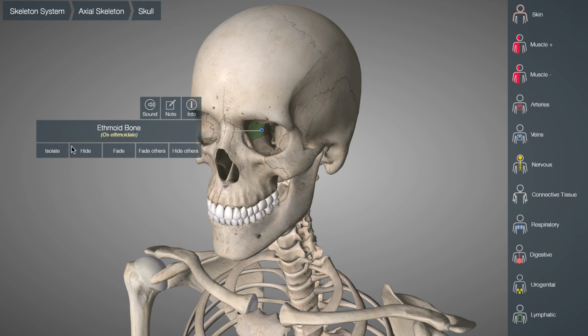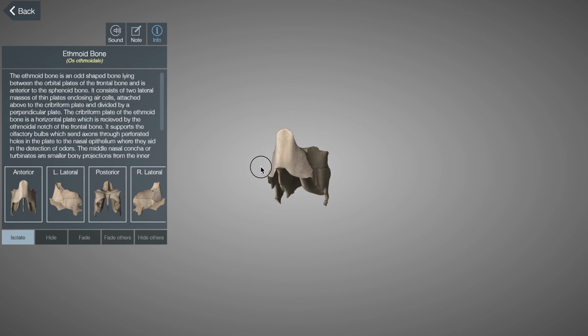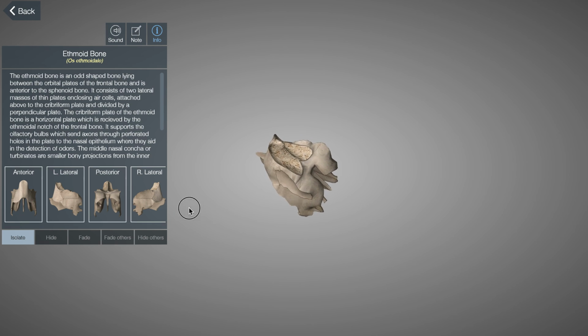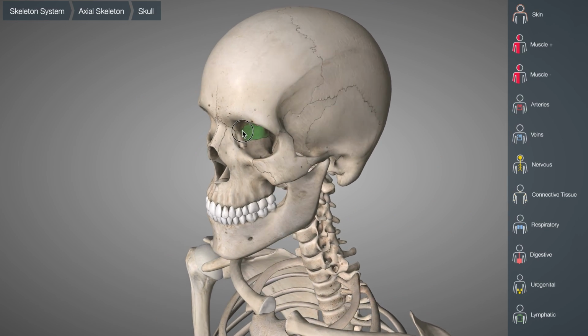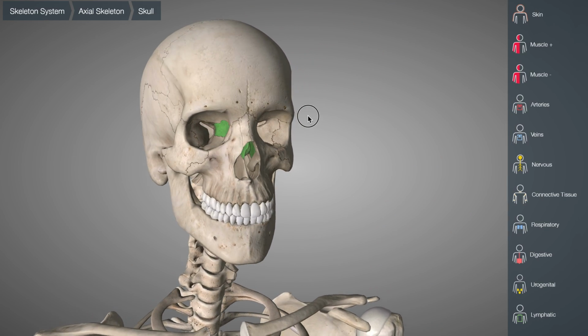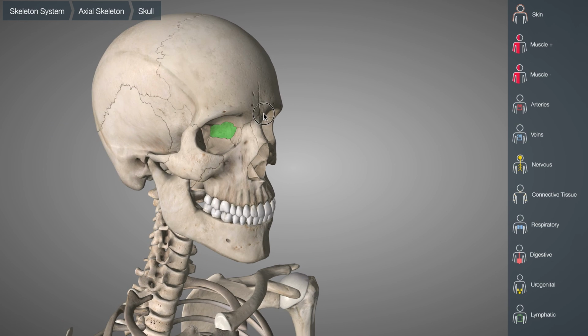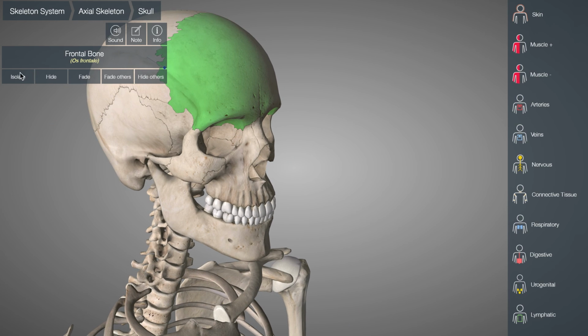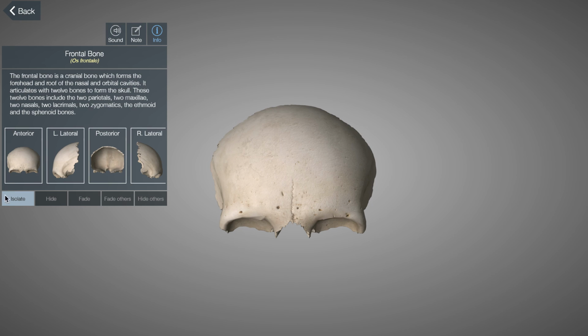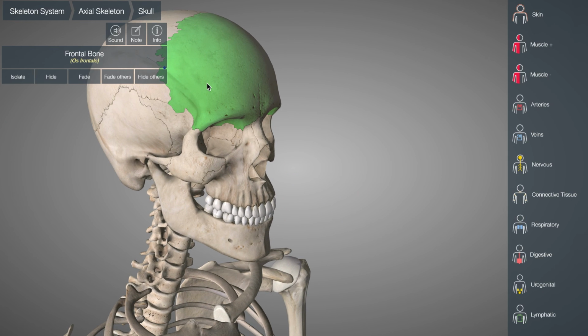We have the ethmoid bone. I'll go ahead and isolate that. So this is actually the site where a lot of the mucosa is laid down, so it protects you if you breathe in a lot of debris. The mucosa sticks to it, and then you end up swallowing it, so it doesn't get to your lungs, so that's a good thing. Let me go ahead and get rid of this frontal, or no, not isolate it. Let me get rid of it.